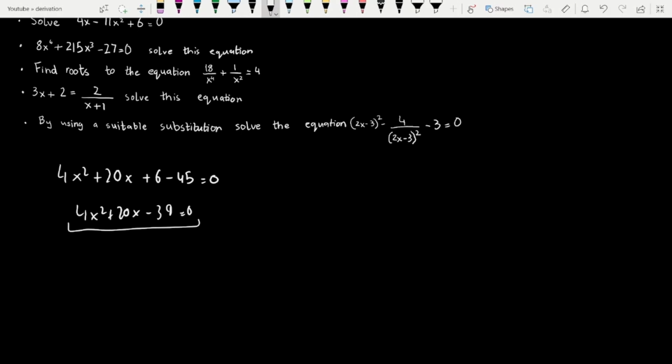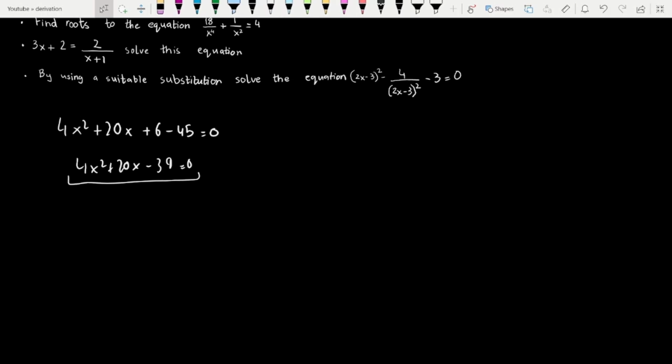You can apply the quadratic formula on this. You can solve it using your factorized method. You can solve it using your vertex form method. I'm just going to simply apply the quadratic formula on this, which is x equals minus b plus or minus the square root of b squared minus 4ac, all over 2a. So you now just input the values.